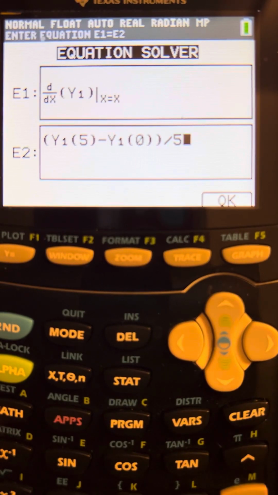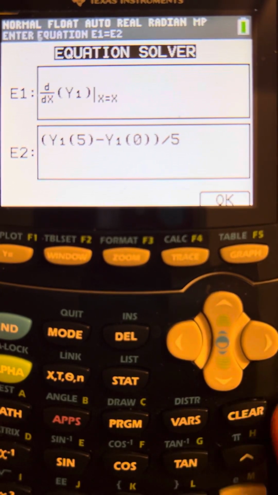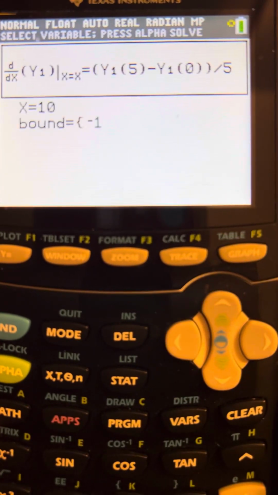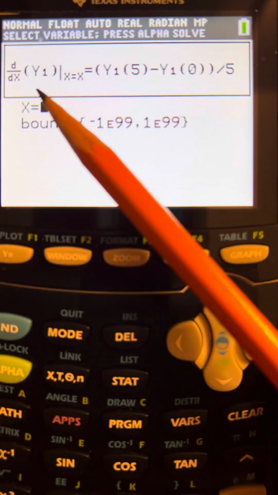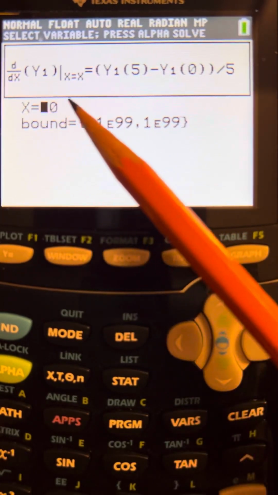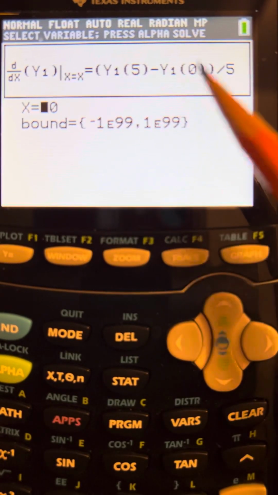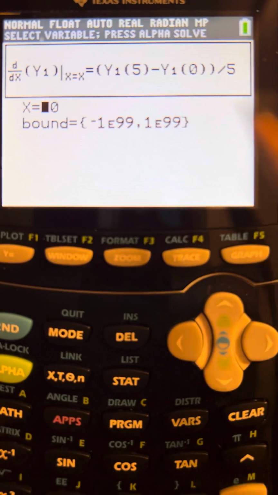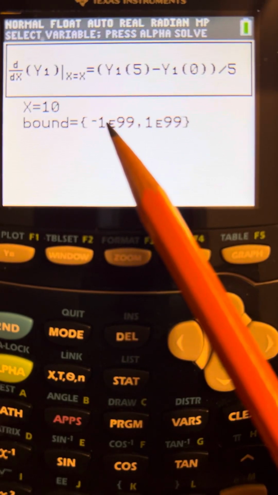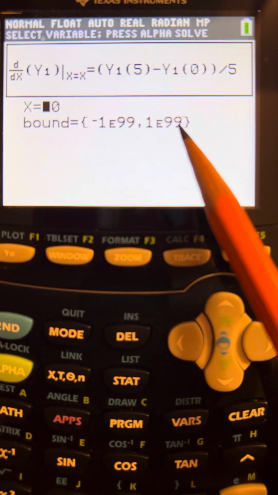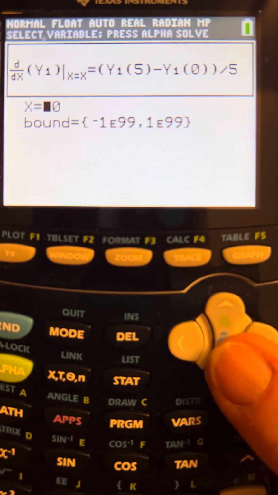So I'm going to set the derivative equal to the slope of the secant, and I hit OK. All right, so now it shows me what I'm solving: the derivative of y1 equaling the slope of the secant. Now notice the bounds. This tells me it's going to search for an answer between -1 times 10 to the 99th and 1 times 10 to the 99th. It's a very large search area.